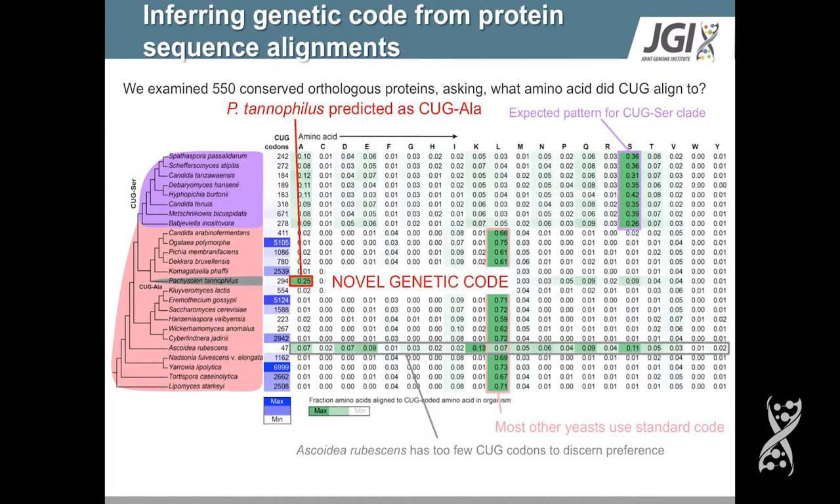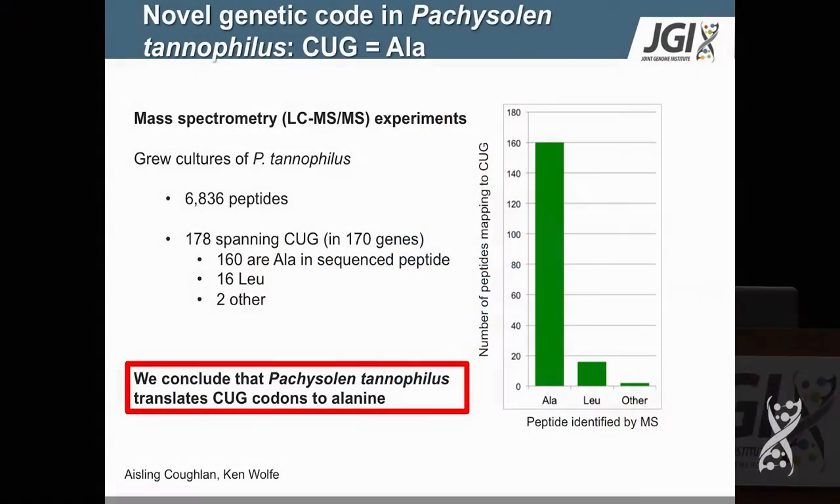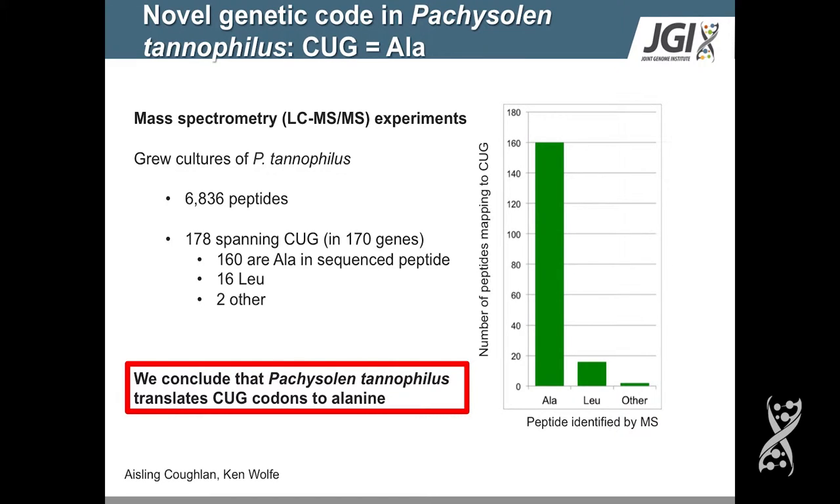So this is potentially a novel genetic code, the first one since this original CUG-SER was discovered in 1989. But that's only a bioinformatics prediction, and you really don't know the answer unless you do mass spec experiments and measure the identities of the translated peptides. Out of about 7,000 peptides we were able to unambiguously map to the genome in mass spec experiments, 178 spanned a CUG. 160 of those ended up being alanine in the sequenced peptide. The remainder, about 16, were the canonical leucine, and two were something else. So we conclude that Pachysolon tenophilus translates CUG codons to alanine, and we think that's kind of neat.